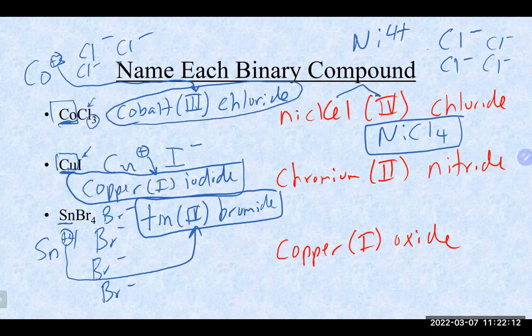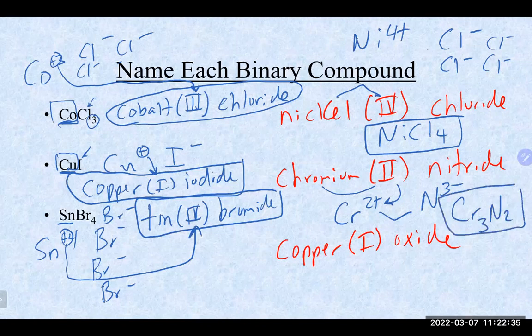Looking here, chromium 2. Again, the chromium 2 tells us we have a chromium with a +2 charge. Nitride is nitrogen on the periodic table. That is group 5, which means it has a -3 charge. Again, when we put these together, we want to get to 0. So 6 looks like a magic number there. We would need 3 of the chromiums to do that, and 2 of the nitrides gives us Cr3N2.